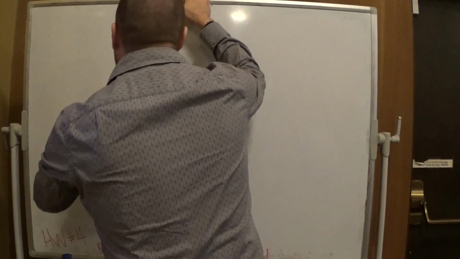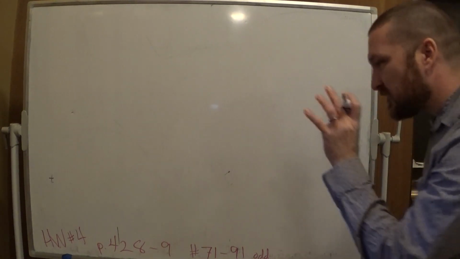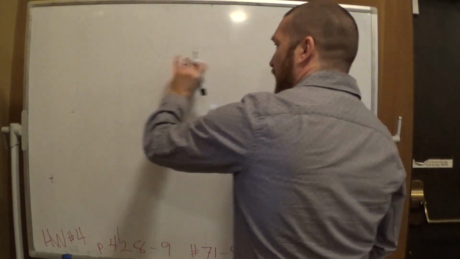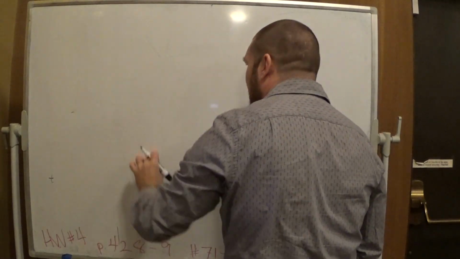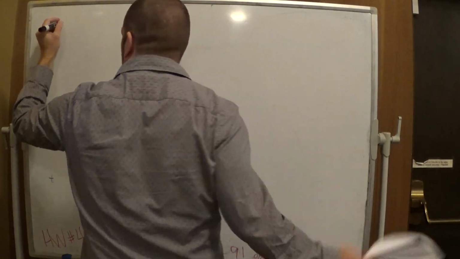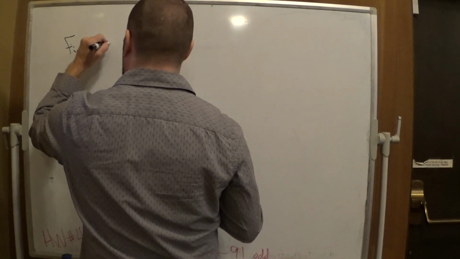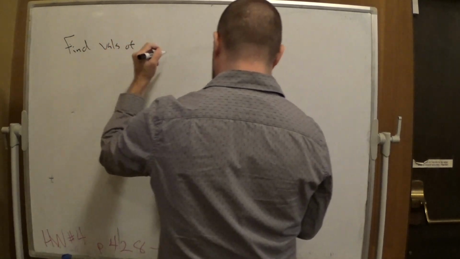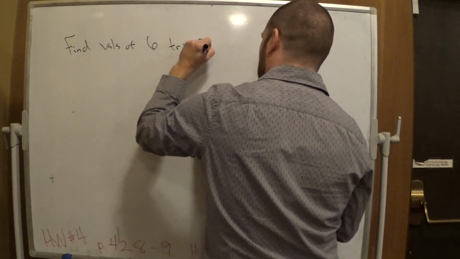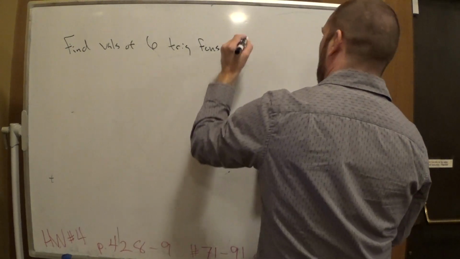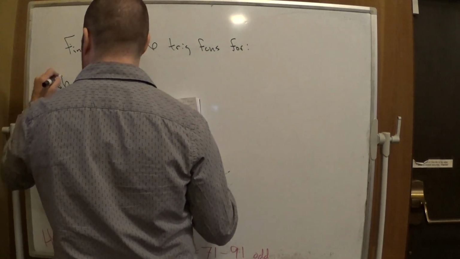Although, I mean, it's a nice mnemonic. I would encourage you, though, to really start thinking about these in terms of, well, I know that this way, the x values are the cosine values. This way are the sine values. And so, okay, we have number 86. It says, find the values of the 6 trig functions for the given conditions. 86.